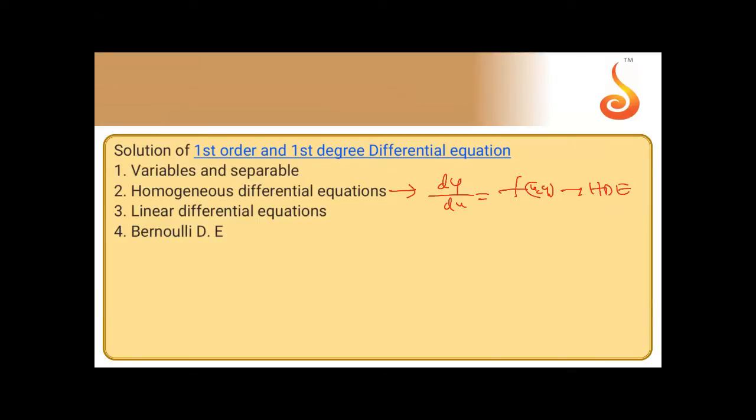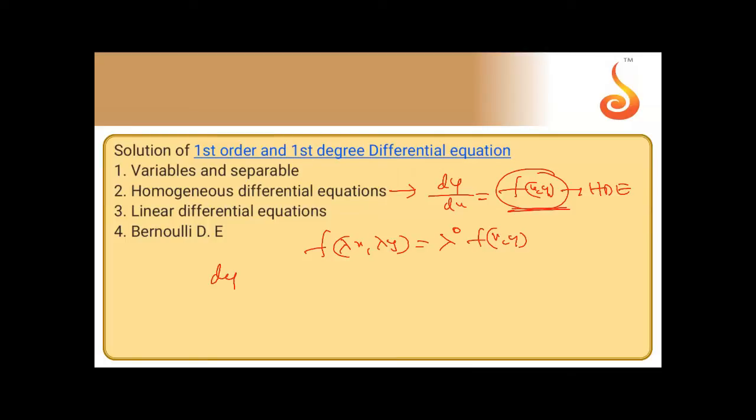So how do we identify an HDE? Let us take f of lambda x, lambda y. They give f of x y on the RHS of dy by dx. Substitute x equal to lambda x and y equal to lambda y. This value equals lambda power 0 into f of x y. That means the lambda terms must cancel. Then the equation is a homogeneous differential equation.